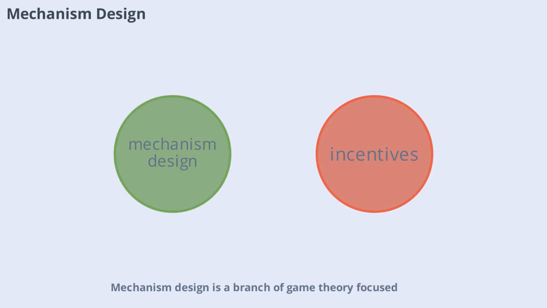Mechanism design is a branch of game theory focused on creating systems or rules that lead to desired outcomes. It's used in auctions, voting systems, and market regulations. By anticipating how people will respond to different incentives, economists can design mechanisms that encourage cooperation, fairness, and efficiency.